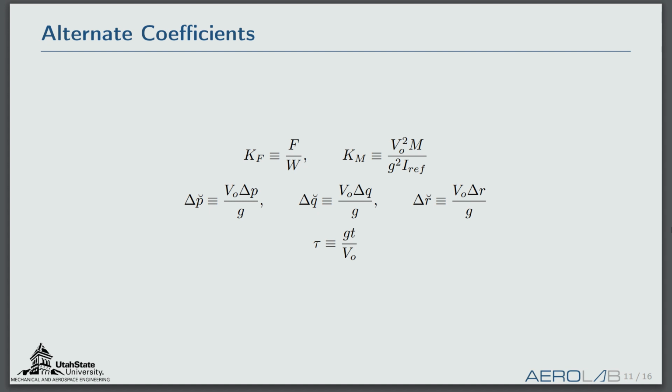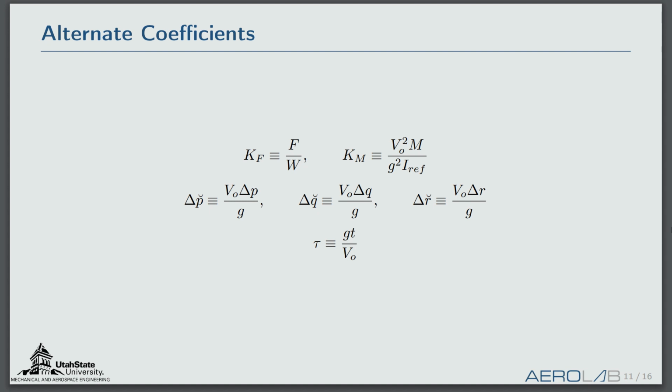And so instead of dividing by some dynamic pressure and wing area and some reference length, we'll multiply it by velocity squared and divide by gravity squared and divide it also by some reference inertia, depending on the moment axis. So for example, if it were a pitching moment coefficient there, we'd use the Iyy moment of inertia.